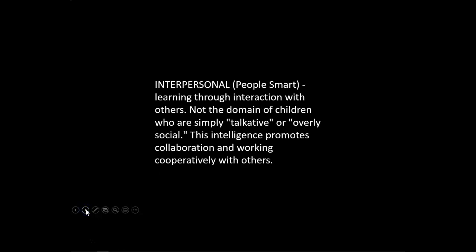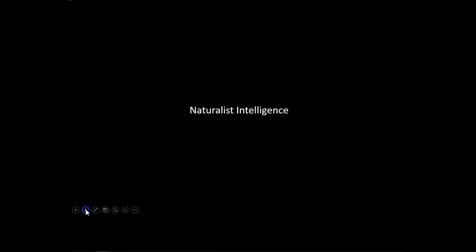This is not the domain of children who are simply talkative or overly social. That's not the idea. We're not talking about the person who's a real outgoing extrovert. This intelligence promotes collaboration and working cooperatively with others. It's an actual intelligence with regard to people. I have to say my wife has this, and educators whom I know who've watched her interact with children say you can't teach the things she already knows about how to motivate and connect with children.